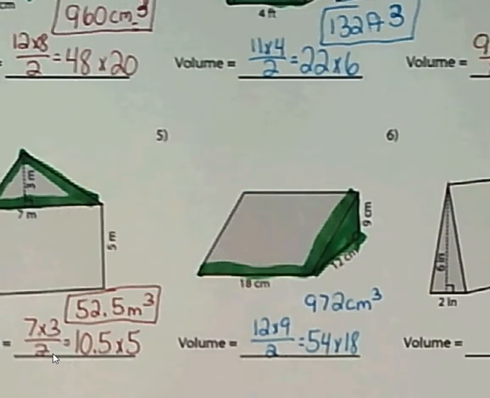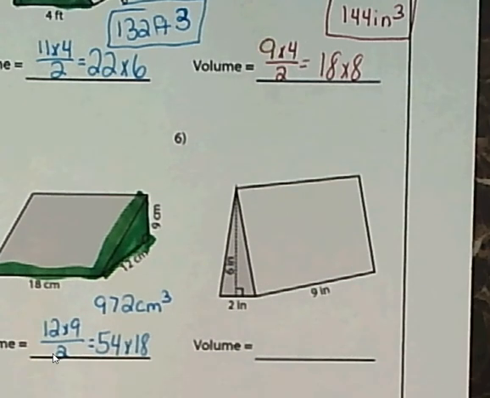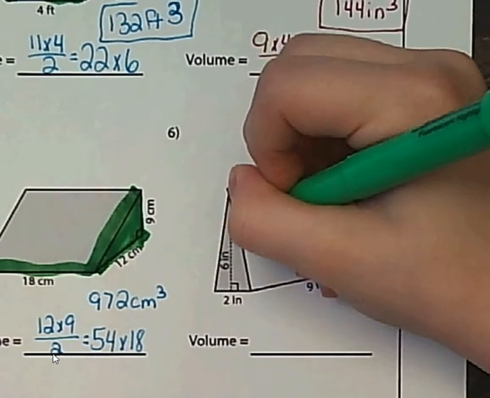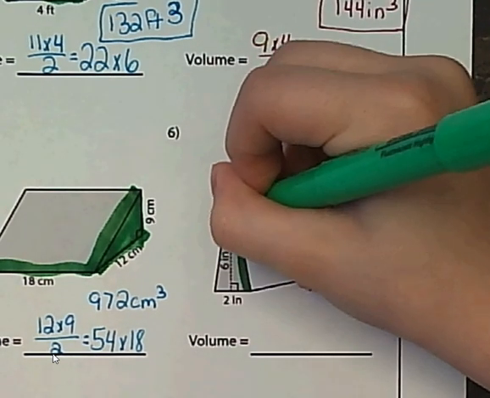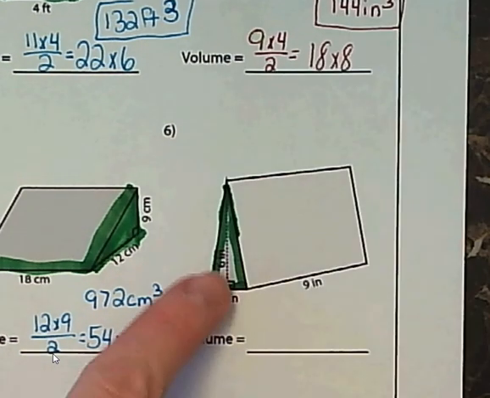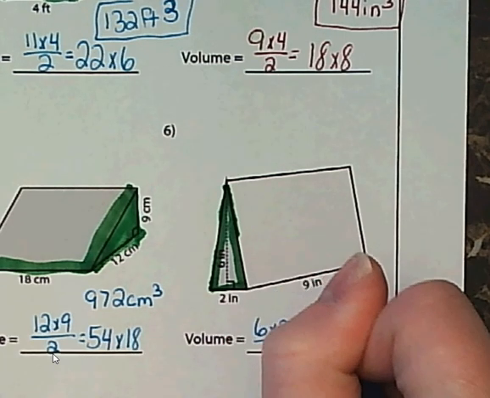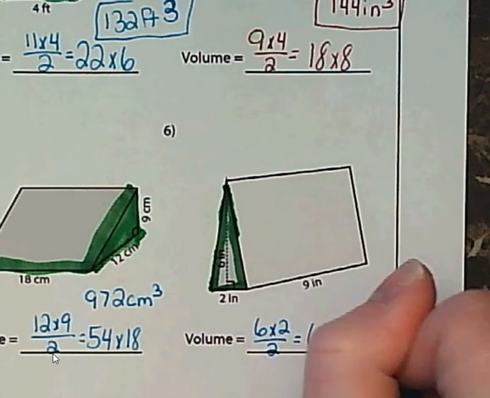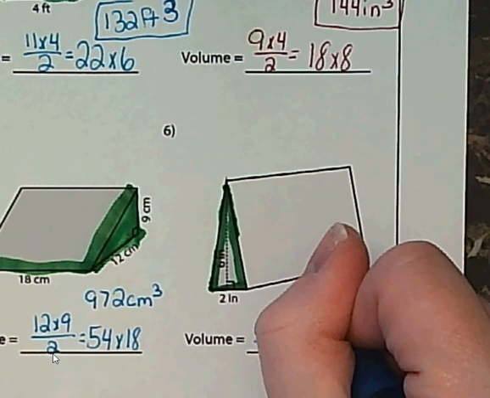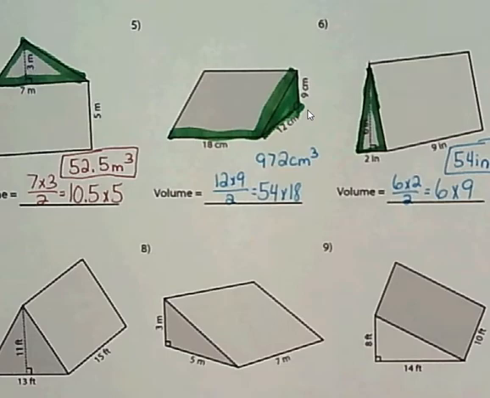Okay, that's a big one. Try number 6. Our base is the triangle once again. This has nice easy numbers. The triangle has a base of 2 and a height of 6. So 6 times 2 divided by 2 would be 6. And 6 times 9 is 54 inches cubed. Okay, 54 inches cubed.